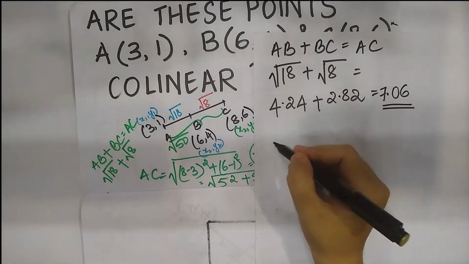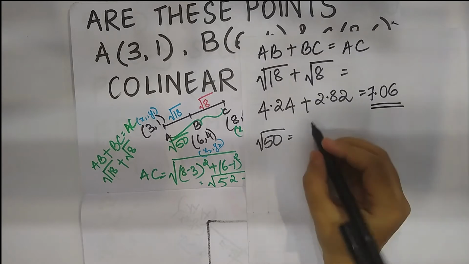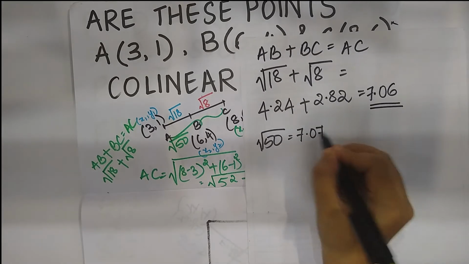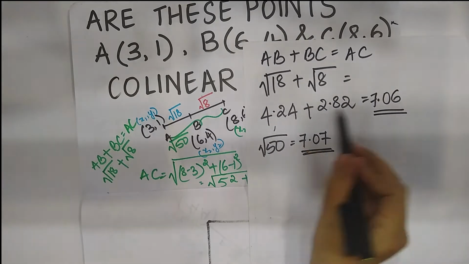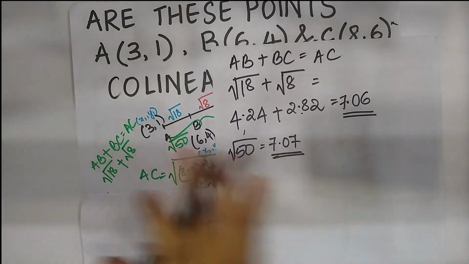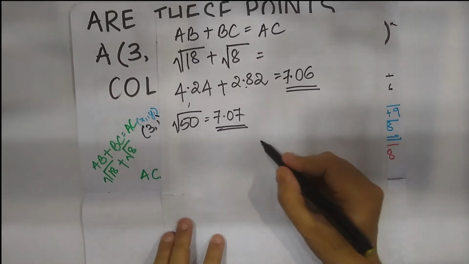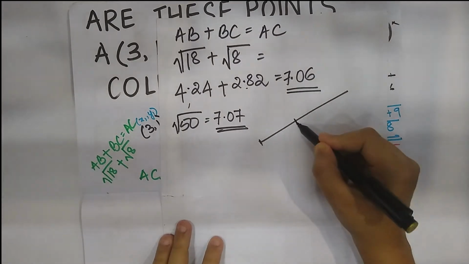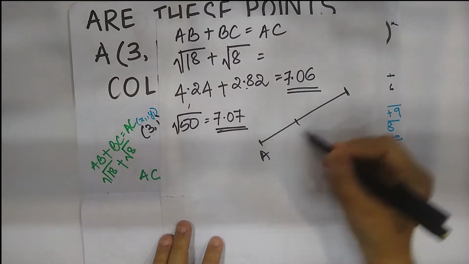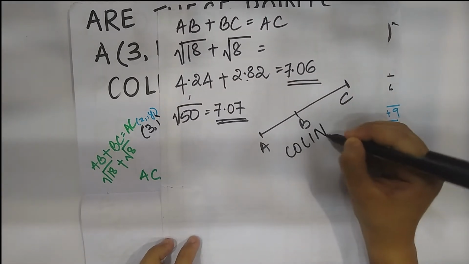So let us see if 7.06 is the same as square root of 50. If you try to find the square root of 50, you get the answer as 7.07. And here we have taken approximates, right? So that is why we got 7.06. So you can say that approximately they are all collinear. So you can say that the three coordinates that were given, A, B and C, they are collinear.